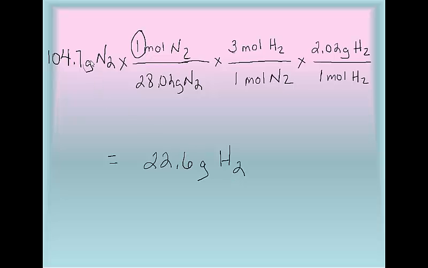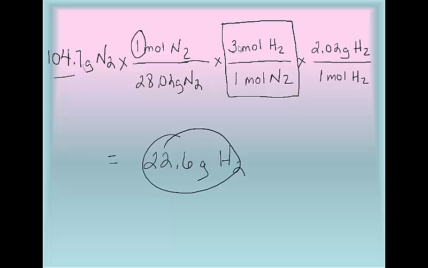Now look at this problem. These are two reactants. In order to use up completely 104.7 grams of nitrogen gas, you need 22.6 grams of hydrogen. Not asking you anything about products or anything like that. It's just saying, how much hydrogen would I use to completely use up this guy here? And remember, this part is the stoichiometry. This is the stoich part.